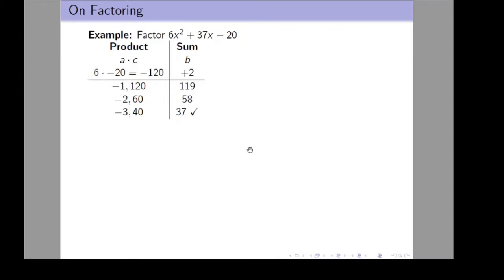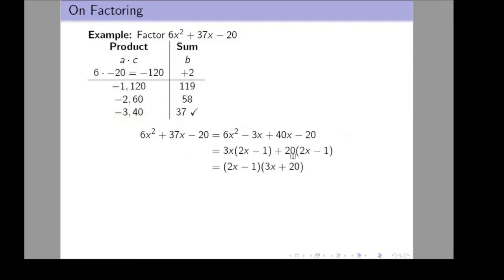From there, this is saying I'm going to break up the positive 37 as -3 plus 40. And then I can factor by grouping, taking these first two terms. I have a 3x in common. And I see I'm multiplying that by 2x plus 1. So to find the 20 here, I'm going to take 40x and divide it by 2x, giving me the 20. And then I can factor the 2x plus 1 out to the front and be left with the 3x plus 40.